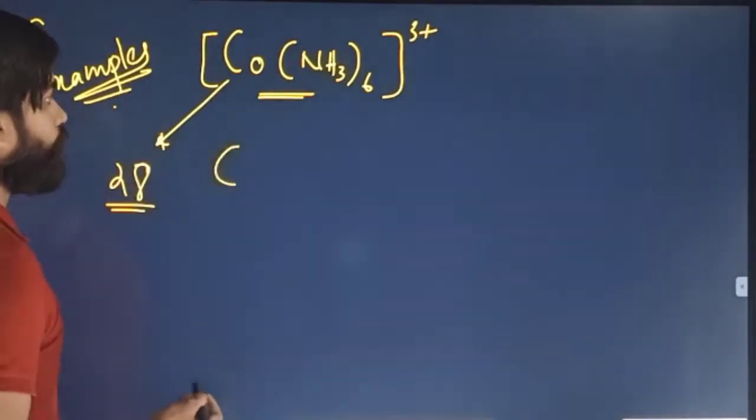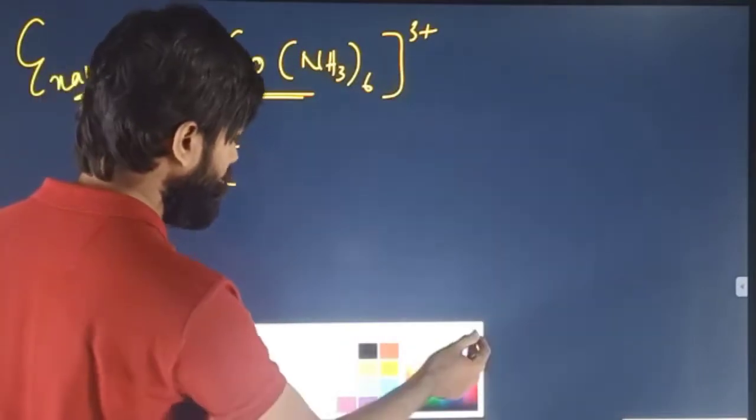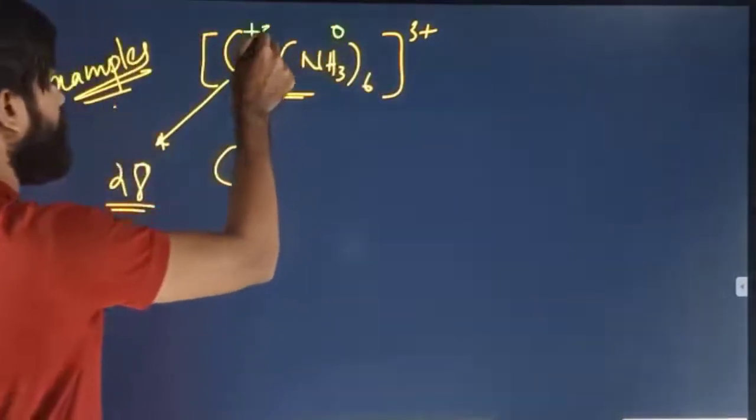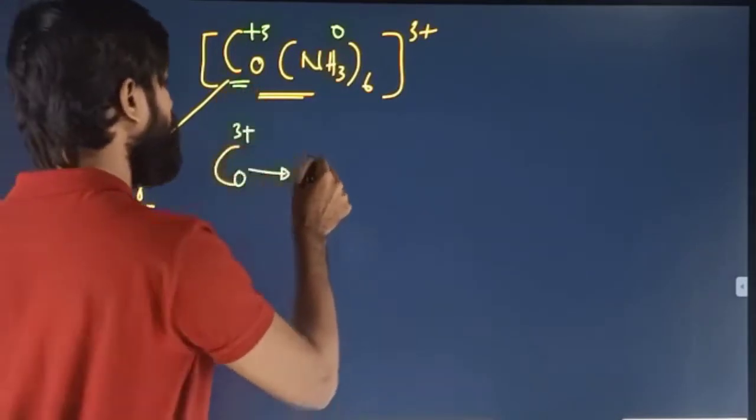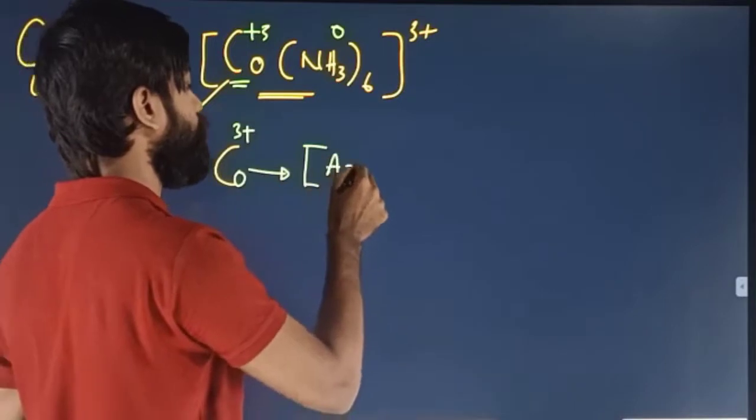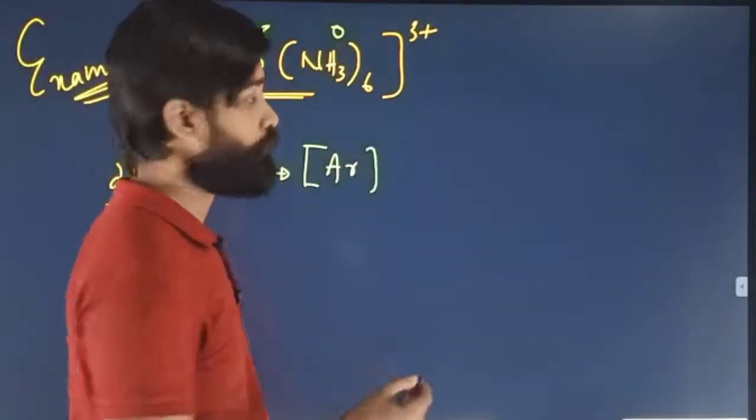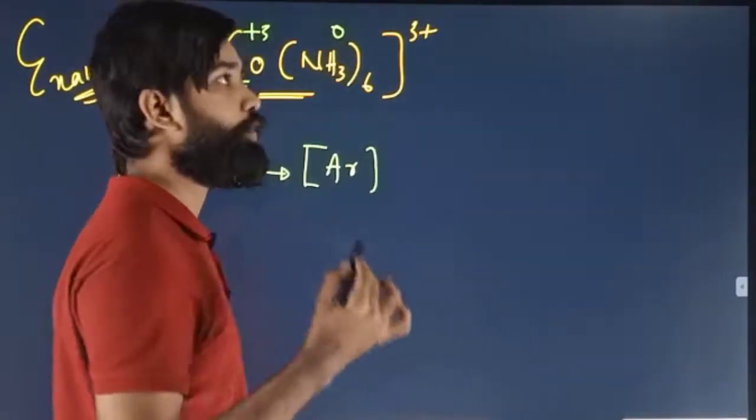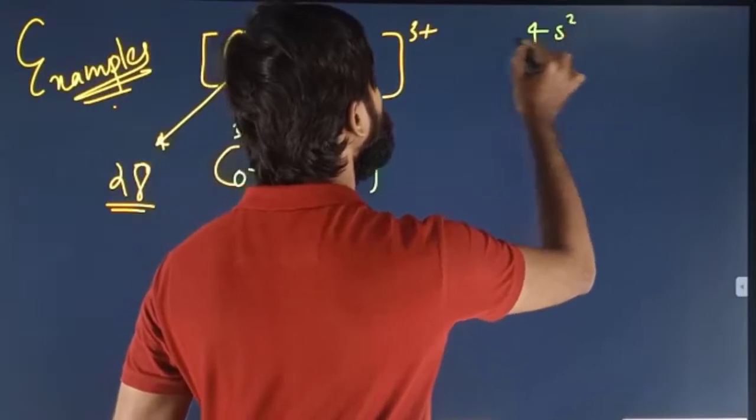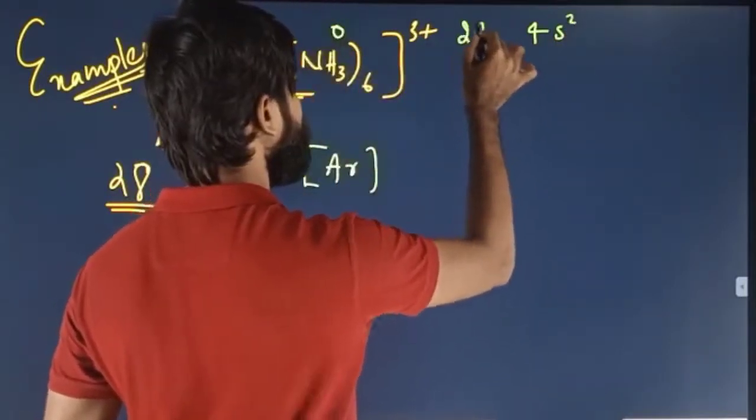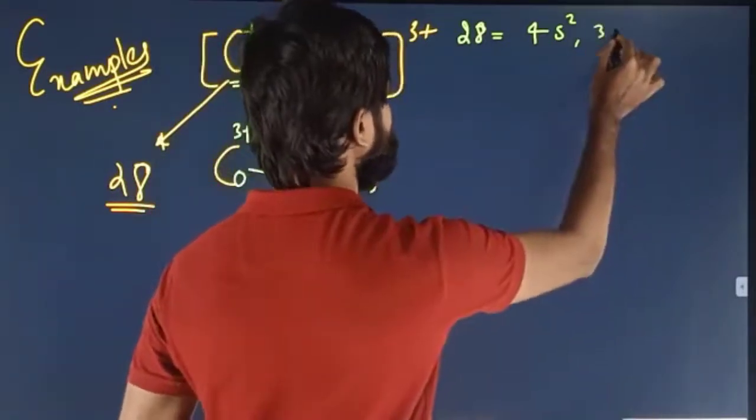And here the cobalt is in +3, right? If the cobalt is in +3, what will be the configuration? It is argon: 1s2 2s2 2p6 3s2 3p6, followed by 4s2. For atomic number 28, the configuration is argon 4s2 3d8.